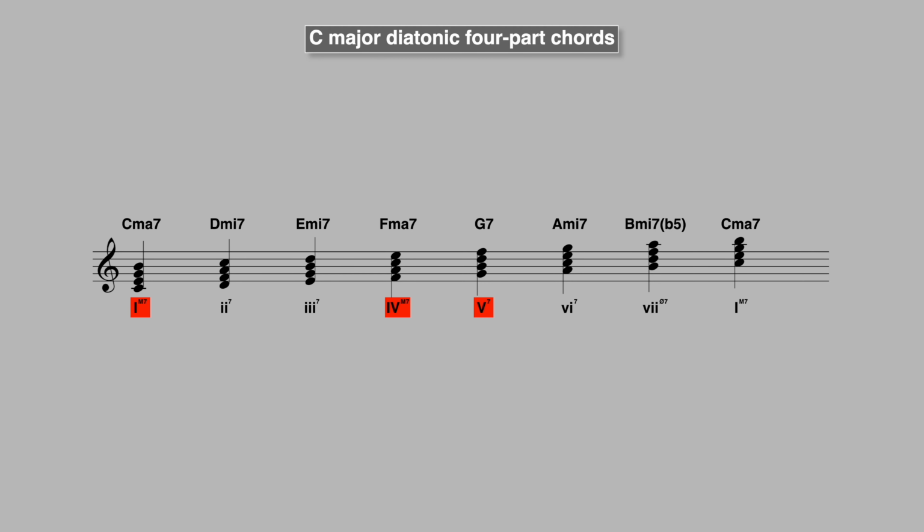Uppercase Roman numerals signify a major type chord, that is, chords with a major triad with an added 6th or 7th interval. Lowercase Roman numerals signify a minor type chord, that is, chords with a minor triad with an added 6th or 7th interval. And lowercase Roman numerals with a small circle signify a diminished type chord, that is, chords with a diminished triad with an added 6th or 7th interval.